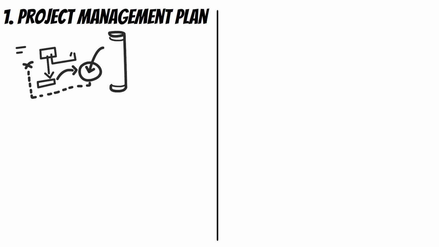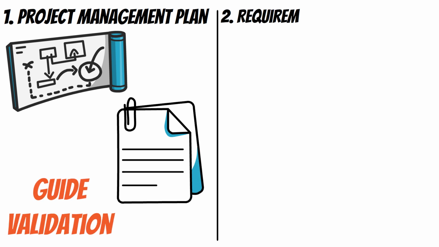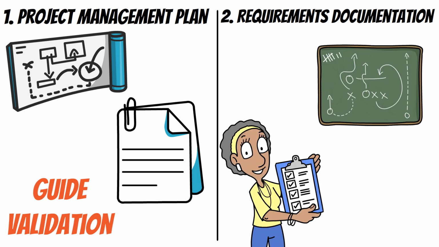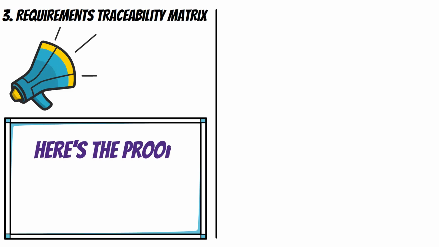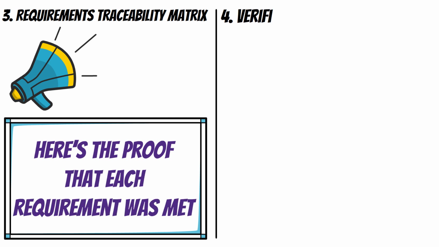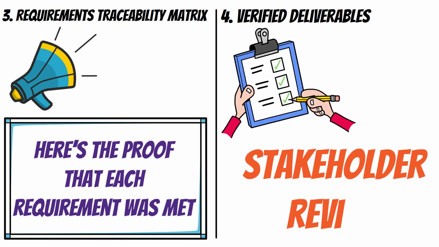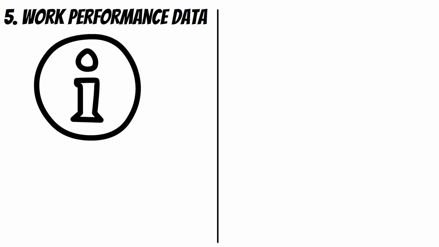To validate scope, you need the following inputs. 1, project management plan, specifically the scope management plan and requirements management plan to guide validation. 2, requirements documentation, the full list of what the stakeholders expected from the project. 3, requirements traceability matrix, a fancy way of saying, here's the proof that each requirement was met. 4, verified deliverables. These have already passed quality checks and are ready for stakeholder review. And 5, work performance data, information on the project's progress and deliverables completion.